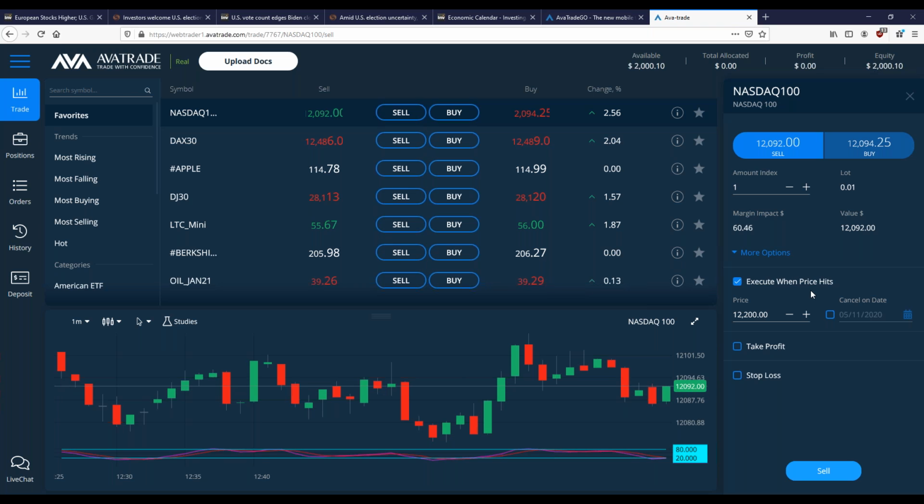And it gets complicated if you don't understand which one's which. It's very simple on the web trader platform and in the AvaTrade Go mobile app. You just say execute when the price hits and you put the price, and that's it. You don't have to know that selling from a higher price than it is now is a sell limit. You don't ever have to pick sell limit or sell stop, etc., because the web trader platform and the AvaTrade Go mobile app are smart enough to know, if you're picking this price to sell from, it automatically makes it.